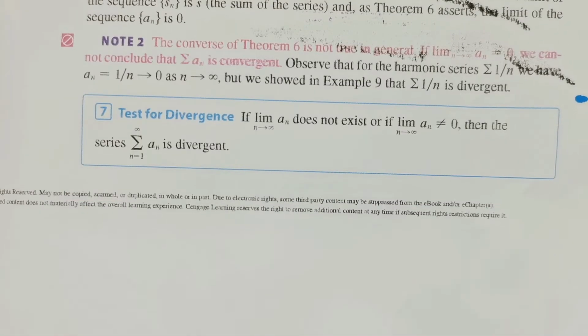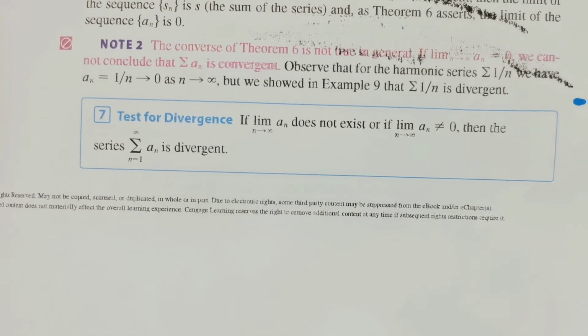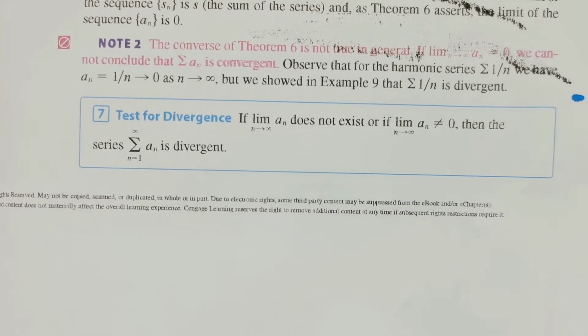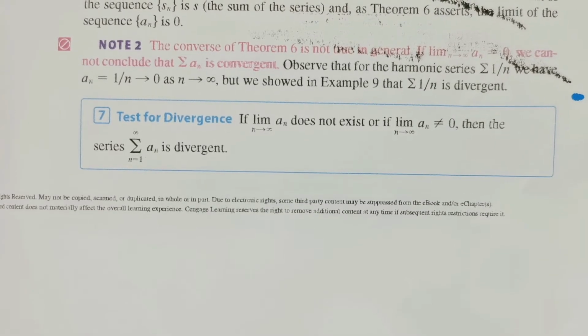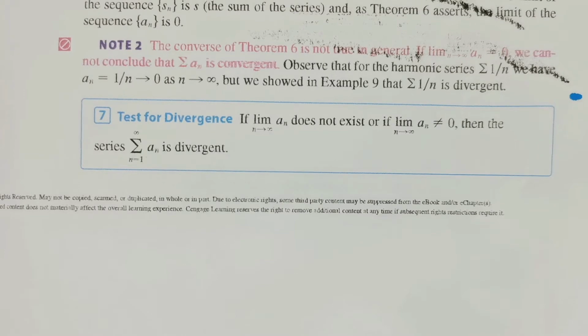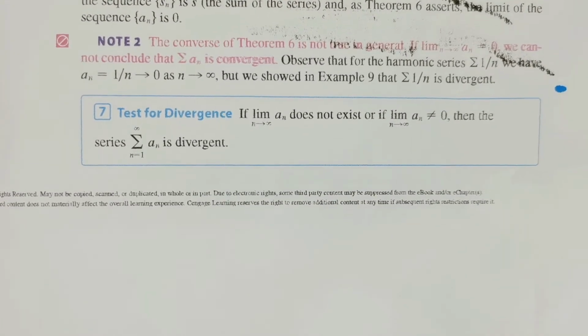If the limit of a sub n as n approaches infinity does not exist, or if the limit of a sub n as n approaches infinity is not zero, then the series summation of a sub n, where n ranges from 1 to infinity, is divergent.